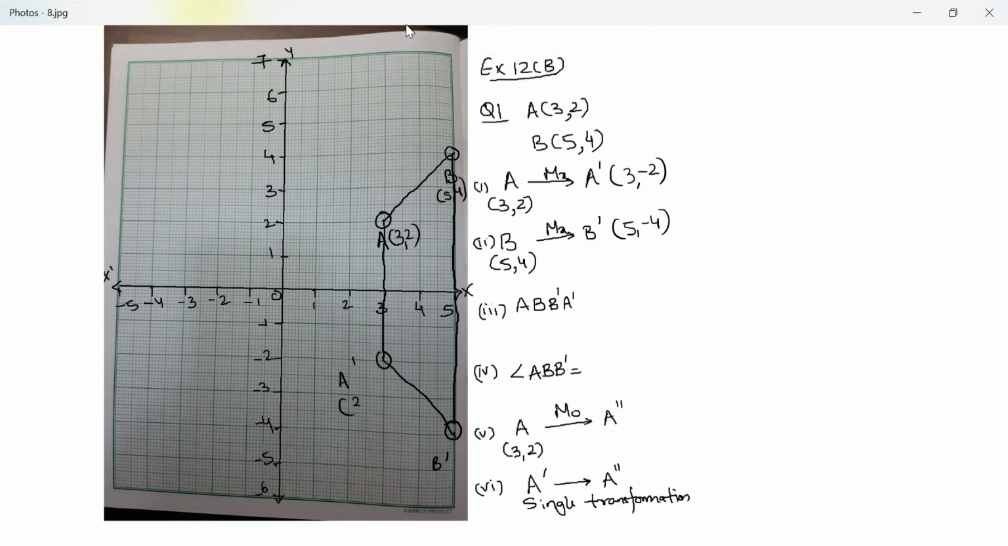Coordinates of A' are (3, -2). Coordinates of B' are (5, -4). Done. So next part, what is the geometrical name? This is a quadrilateral for sure, but writing quadrilateral is not enough. Whenever you get a quadrilateral or a triangle, you need to specifically write which type of triangle: isosceles, right angle isosceles, scalene, equilateral. Here you may have to write trapezium, isosceles trapezium, or square, rectangle. So here this is a trapezium.